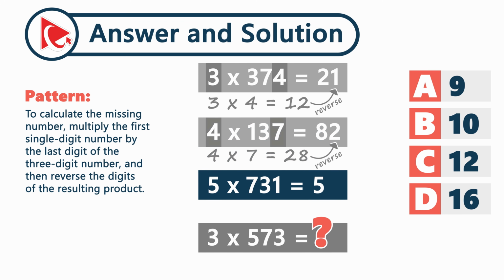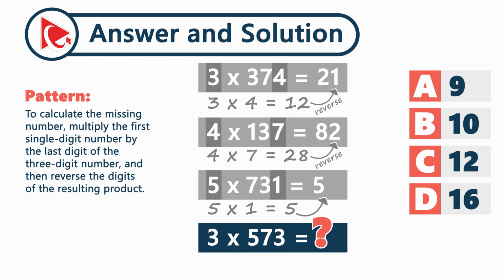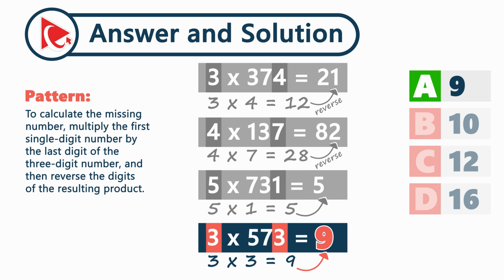5 multiplied by 731 equals 5 multiplied by 1 and equals 5. Since 5 is a single-digit number and cannot be reversed, it stays as 5. And, as you might have guessed, this information would be very helpful to calculate the missing number. And guess what? Now is the magic time to calculate the missing number. 3 multiplied by 573 equals 3 multiplied by 3 and equals 9. So the correct answer here is just A, 9.